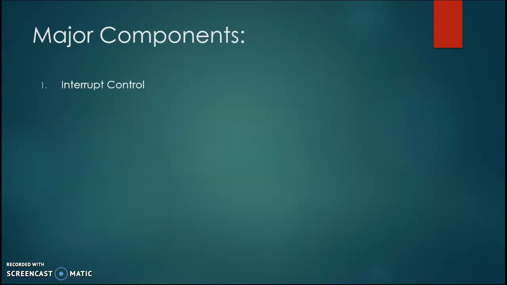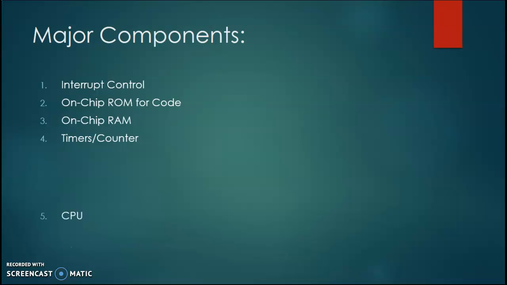Then we have on-chip ROM, which is used to store code, and then next we have on-chip RAM, where any data of the program is stored. Next component is timer and counters. Then we have CPU, that is central processing unit, oscillator, input-output ports, serial port, and bus control. Let's discuss all these major components one by one.